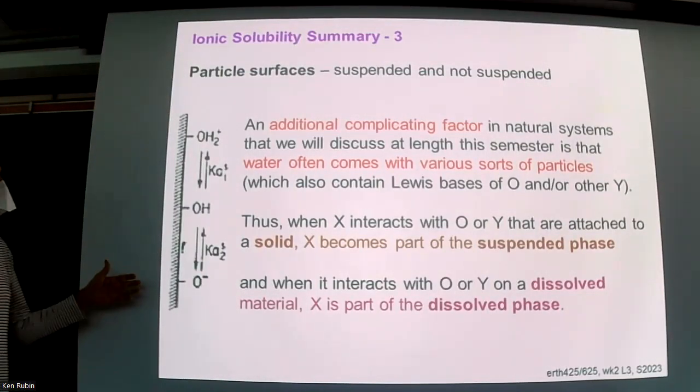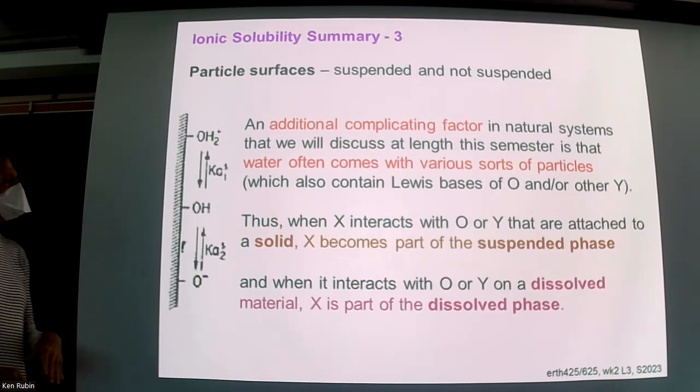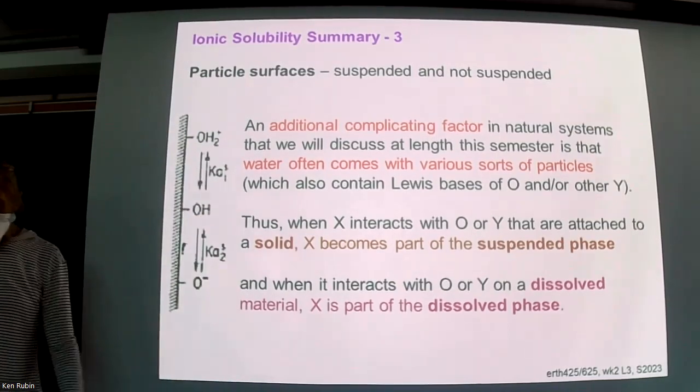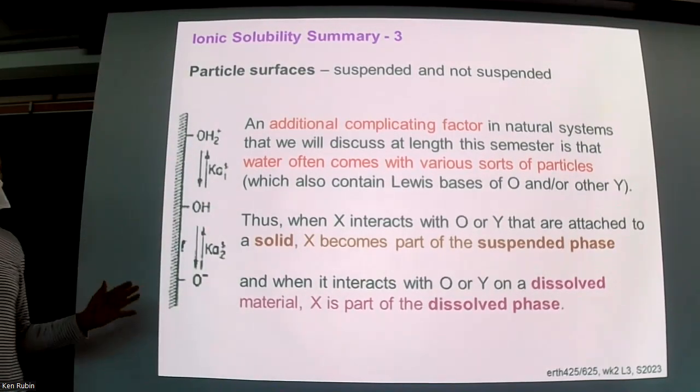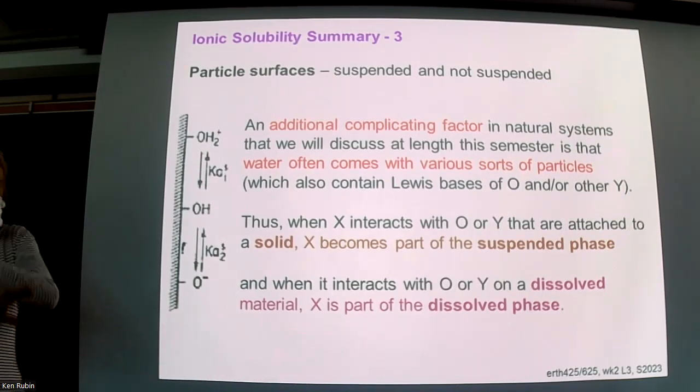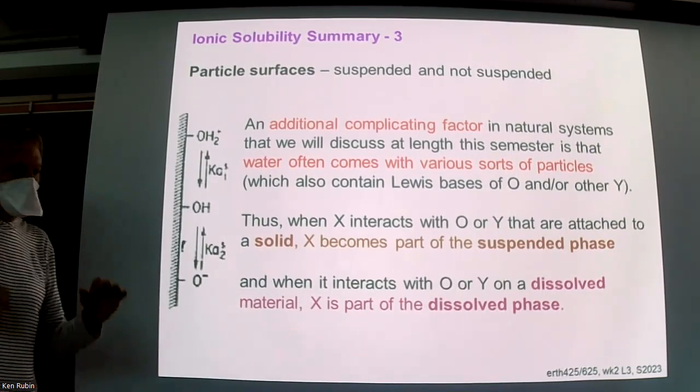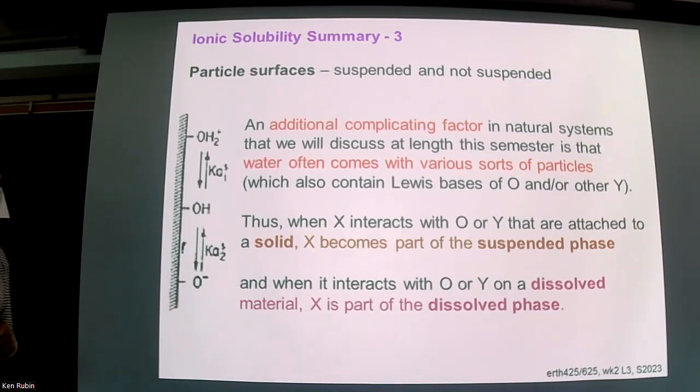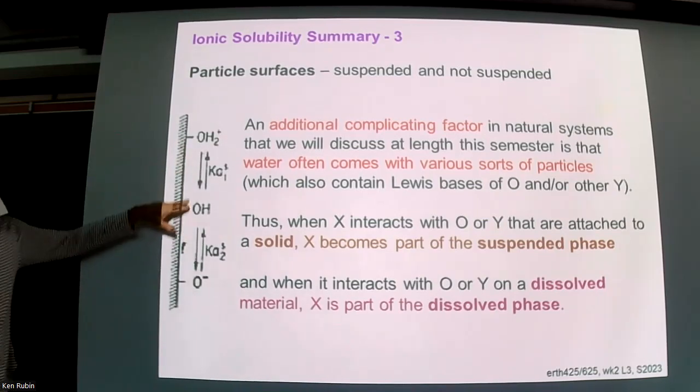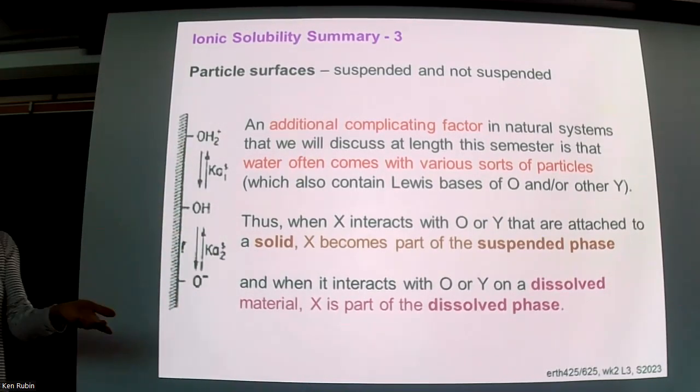This is the last slide. This is the extra level of complication that makes our lives difficult in the environmental sciences, which is particle surface interactions. So far, we just talked about what happens in water. Add some stuff, change around some solubilities. Well, it turns out that on the surface of a particle, we have chemical things that interact with water just like they were dissolved, even though they're not.